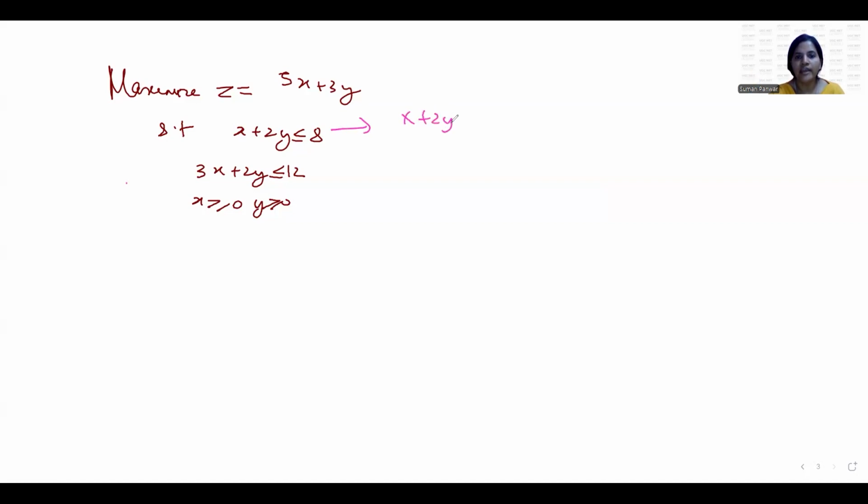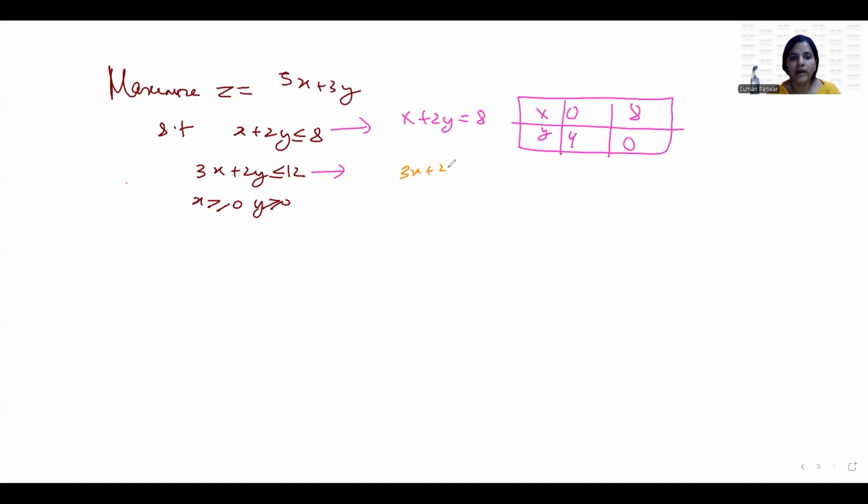x plus 2y equals 8. Make a table of values to plot: x is 0, y is 4; y is 0, x is 8. The second one, let's do it using another color. So 3x plus 2y equals 12. So this is x, this is y: x is 0, y is 6; y is 0, x is 4.